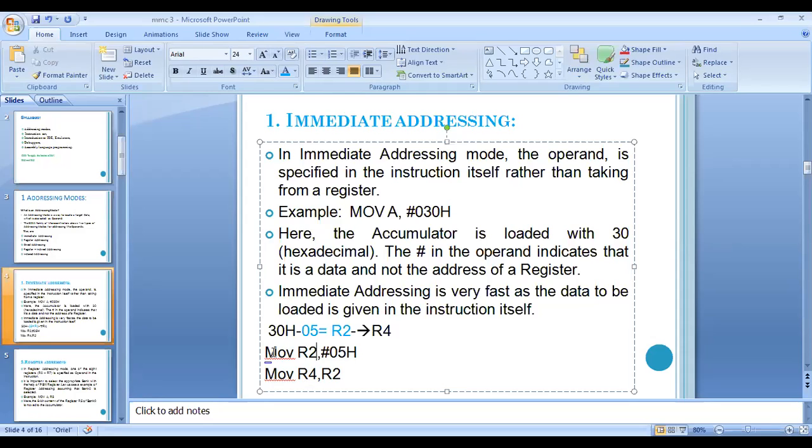So see here, by using the first instruction I am going to assign 05 to R2 register. Is it okay? MOV R2, 05 means after the execution of this instruction, what is the value of R2? It is 05. Okay, now in the second instruction, whatever the value of R2, copy that value into the R4. After execution of this instruction, what is the value of R4? It is 05. Is it okay?